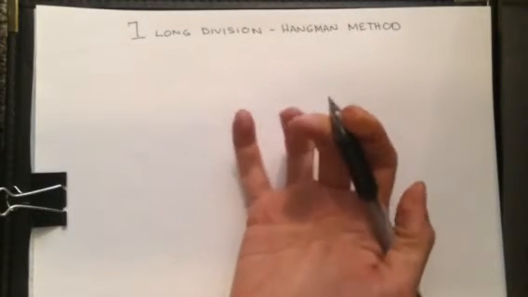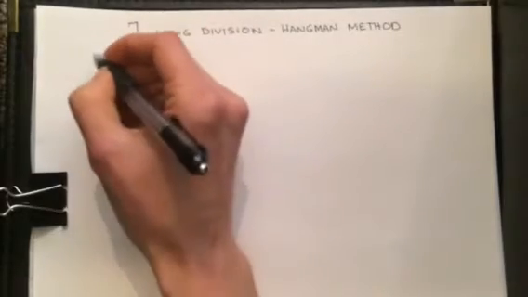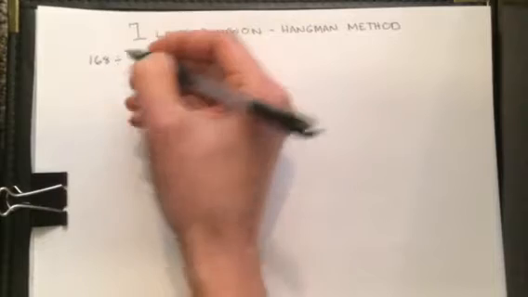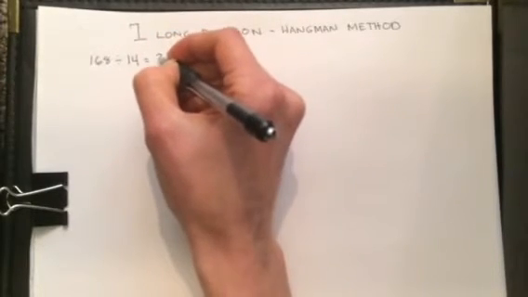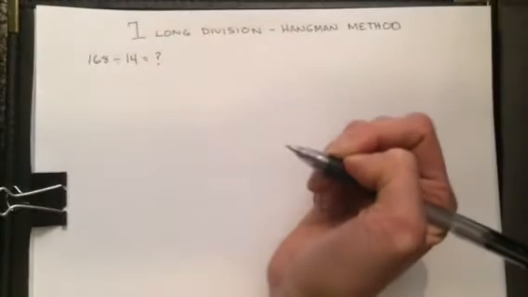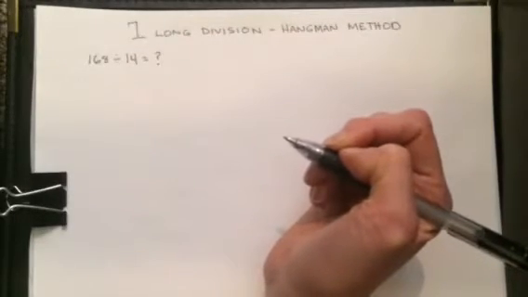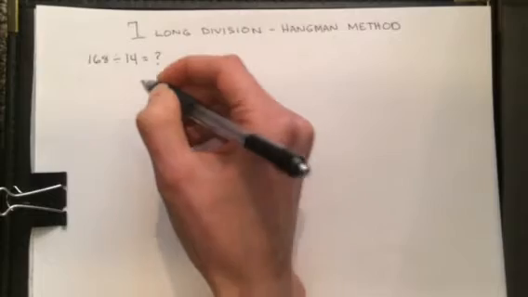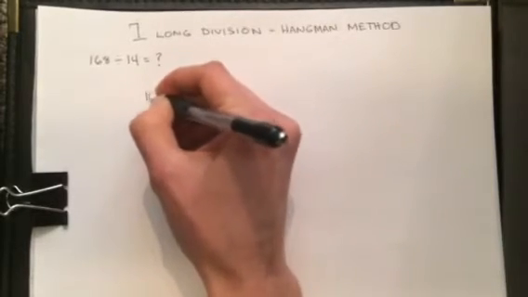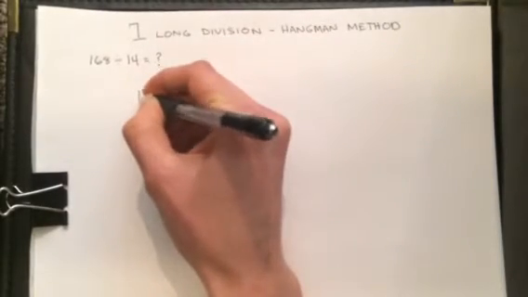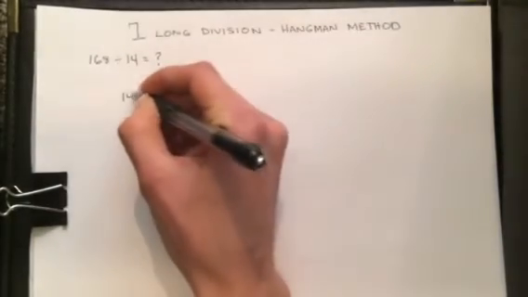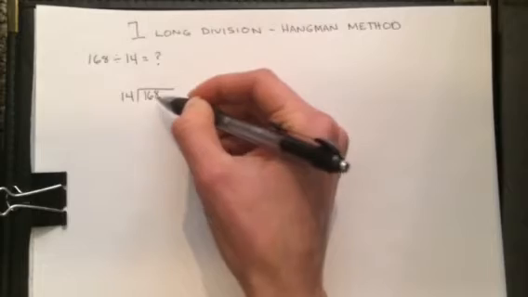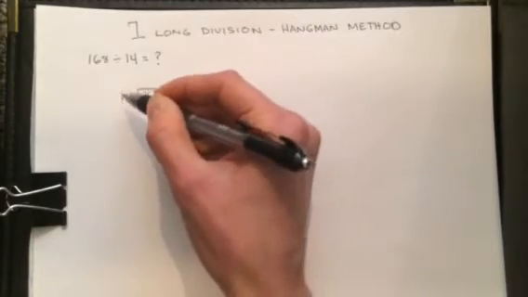So we're going to try a problem. I'll show you how to do that. It is 168 divided by 14 equals question mark. And the setup looks the same as any other long division problem. If you put 168 inside the bracket and you put 14 on the outside, so it's 168 divided by 14.